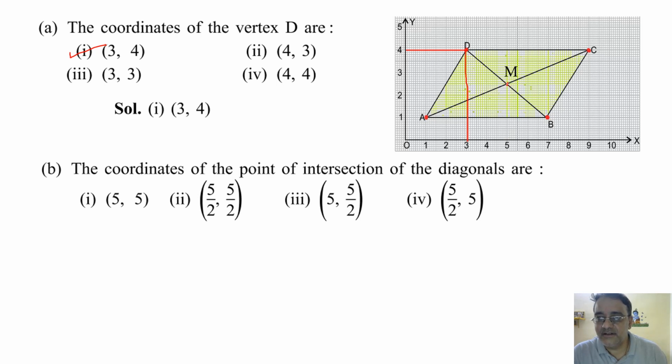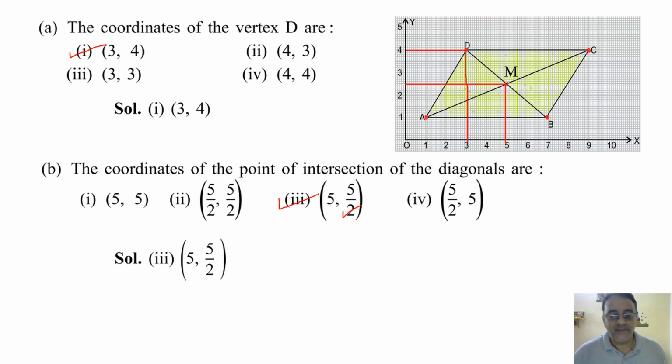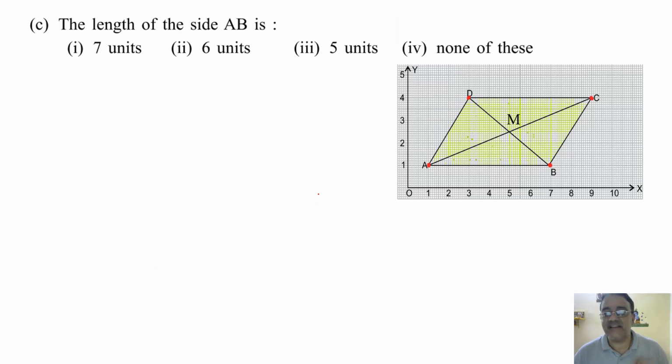5 to 1. Yes. Options. Wait. 2.5 है ना यहाँ पर. 5 by 2 is 2.5. Yes, sir. ठीक है. 5 और ये है 2.5 means 5 by 2. So the correct answer is third one. Okay. So the next question, the length of the side AB.